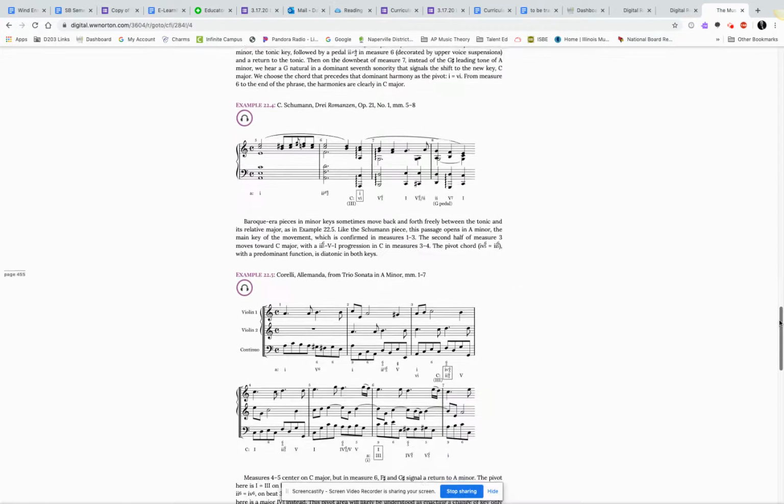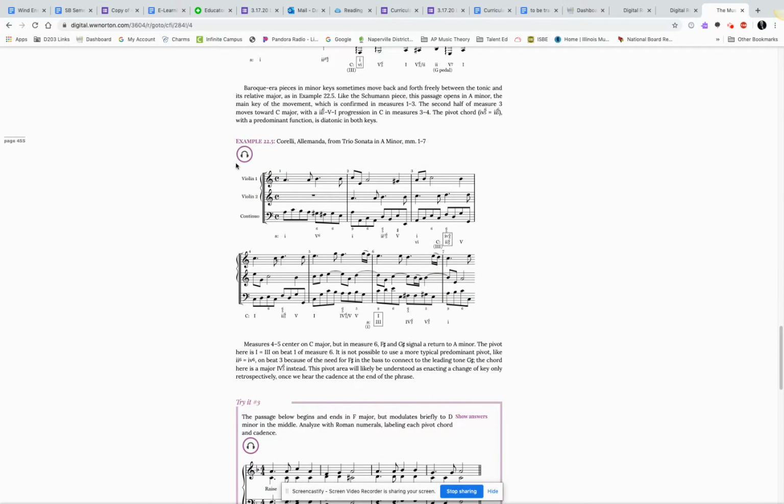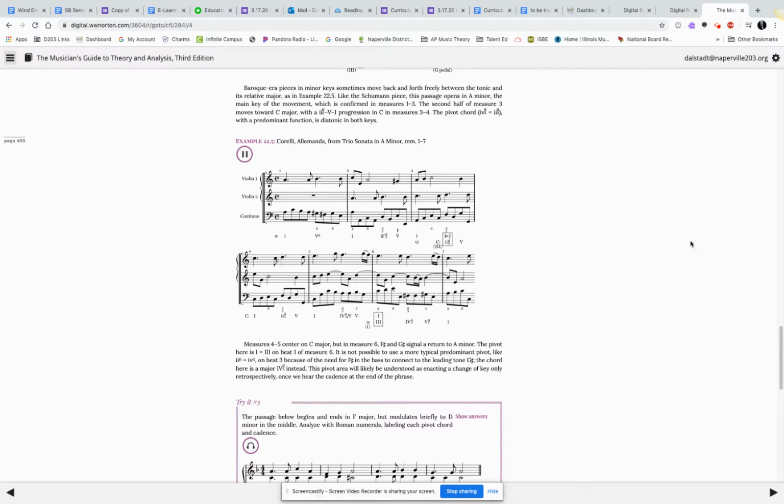So in the Baroque era, we're going to find that composers such as Corelli freely jumped back and forth from the key of major to minor to minor to major. And they made full commitments to those modulations. So let's hear what that sounds like.